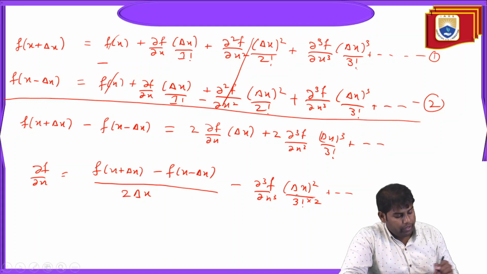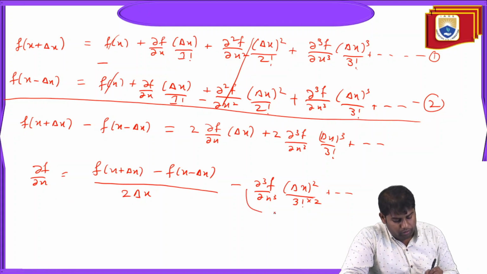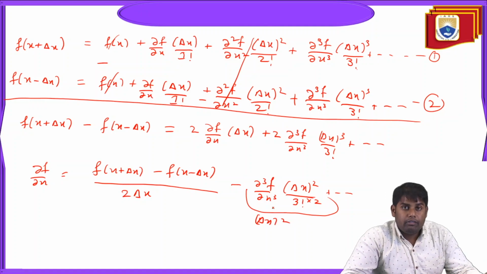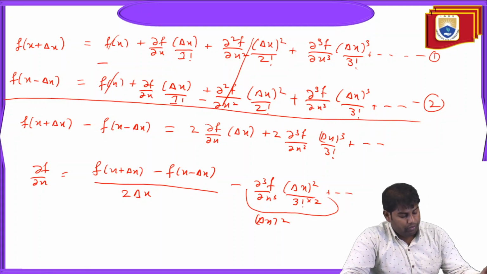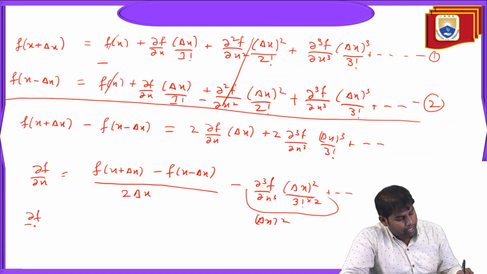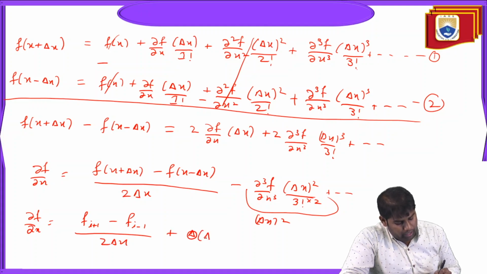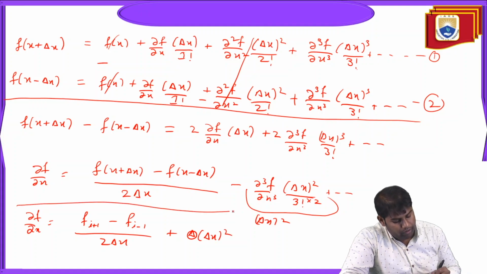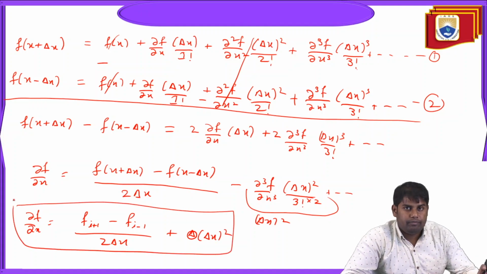So here, what is the order of accuracy? The order of accuracy of this scheme is delta x squared. When you see the forward difference and the backward difference, the order of accuracy was delta x. For central difference, it is delta x squared. So ∂f/∂x is equal to f of i plus 1 minus f of i minus 1 divided by 2 delta x, which is of order of accuracy delta x squared. So this is the central difference scheme.